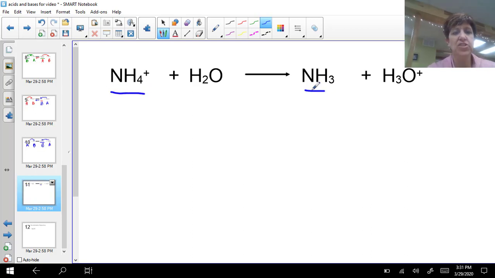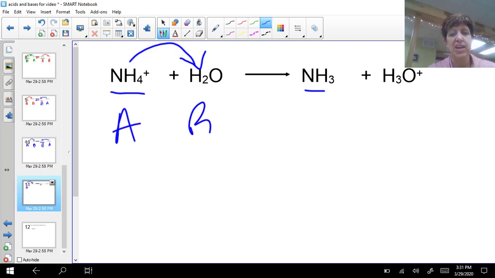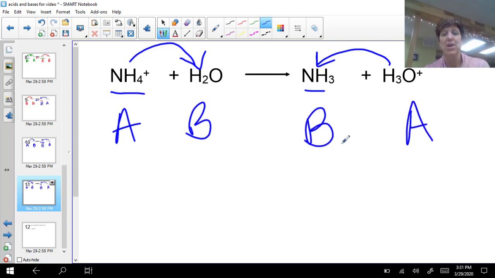NH4 becomes NH3. So this is going to donate. So this is my acid and this is my base. And then one of these H's is going to go to here. So this is my acid and this is my base.